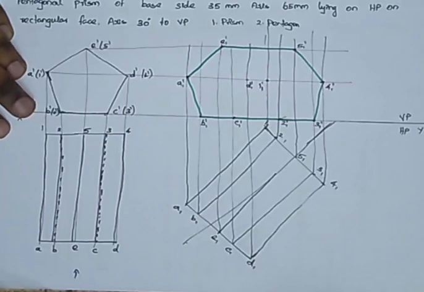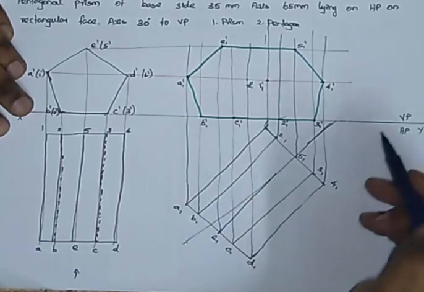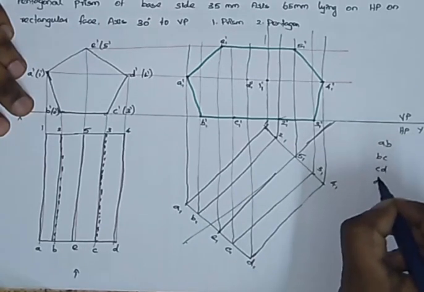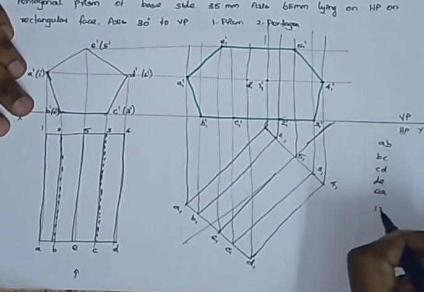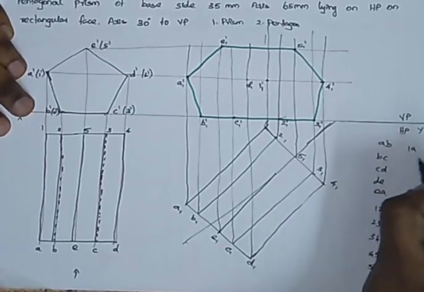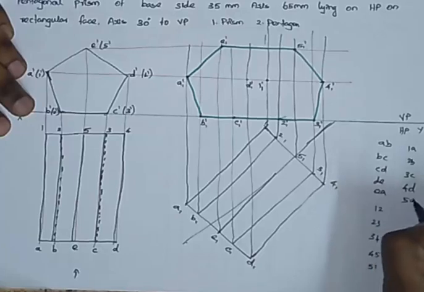So now what you have to do? You have to find out the thick line and the thin line, that is visible edges and invisible edges. The shorter edges are AB, BC, CD, DE, EA, 1, 2, 2, 3, 3, 4, 4, 5, 5, 1. Long edges are 1A, 2B, 3C, 4D, 5E.